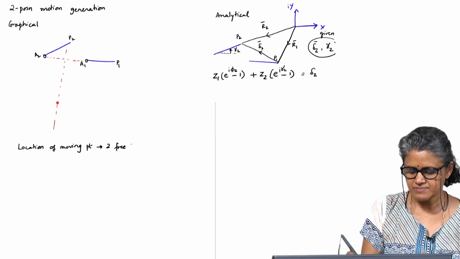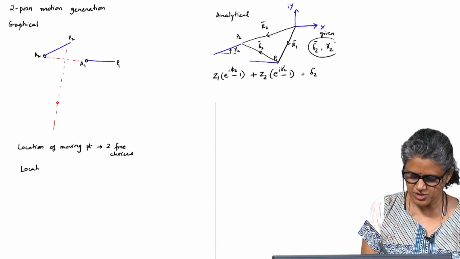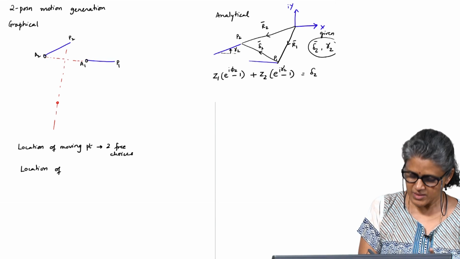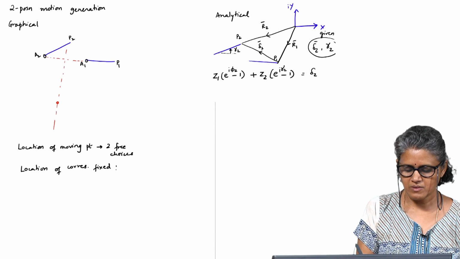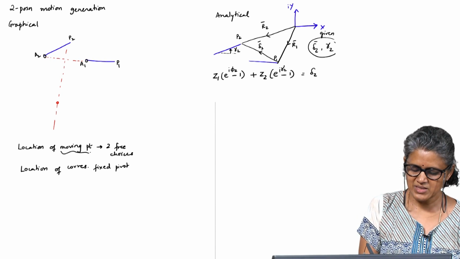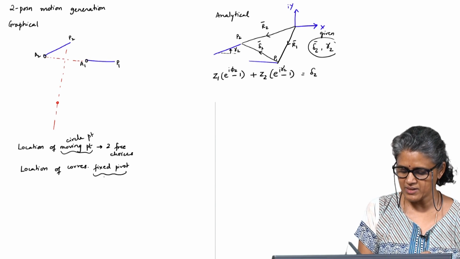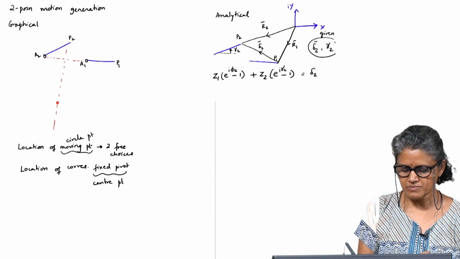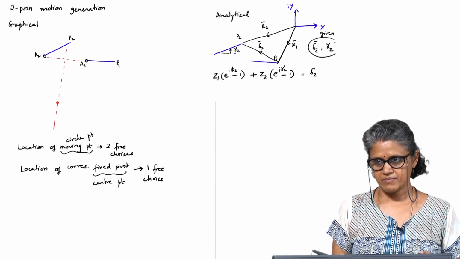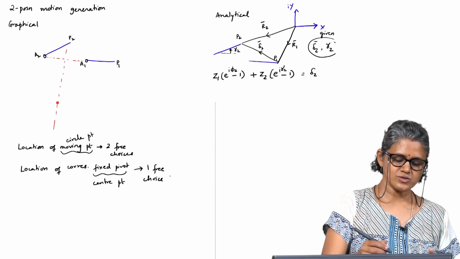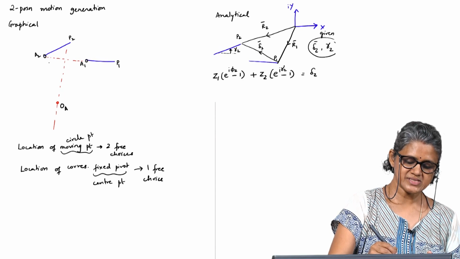two free choices I use up there, and then location of the corresponding fixed pivot. This is typically called the circle point, and their corresponding center point. So, this gives me another free choice. Same problem. So, this becomes OA, and that is how I get this dyad.